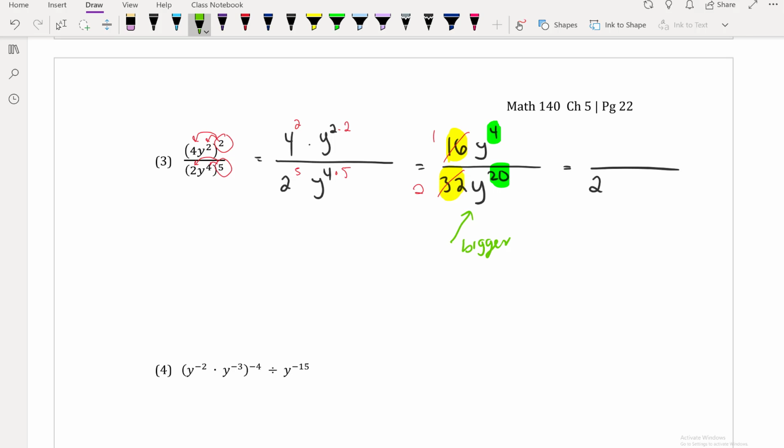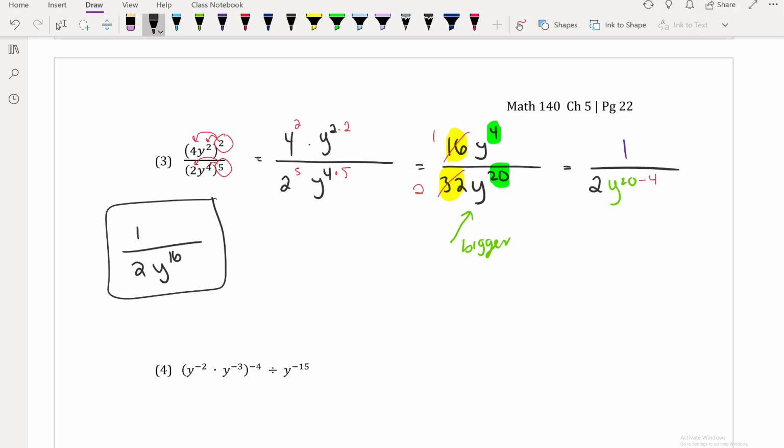Well, my denominator is bigger. So then I have y to the 20 because it's bigger. Now I'm going to subtract the smaller one, which is 4. Now the numerator, everything canceled, so I can put a 1 there. So I really have 1 over 2 times y, and if I have 20 minus 4, that's a 16. So my answer ends up becoming 1 over 2 times y to the 16th power.